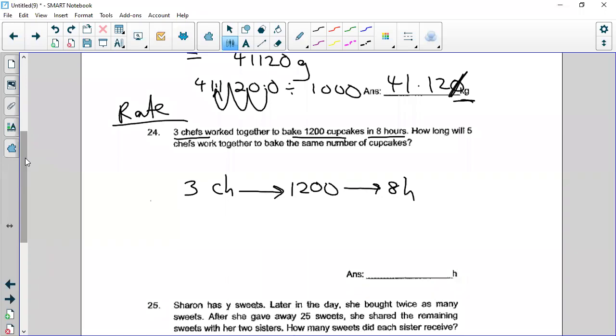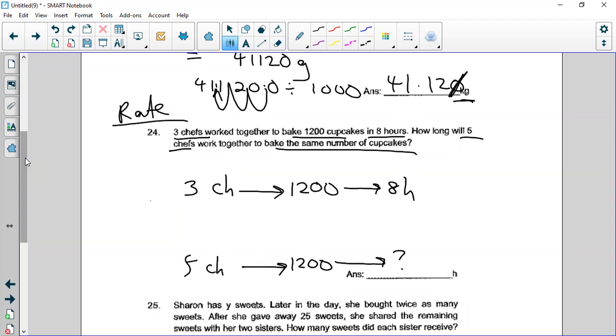Okay, if you never do it this way, you may find it a bit hard to solve. How long will 5 chefs work together to bake the same number of cupcakes? So you leave some space in between because you're going to jump later. So 5 chefs will take how long to bake 1,200 cupcakes? All right, how long? Okay, so how do you do it?